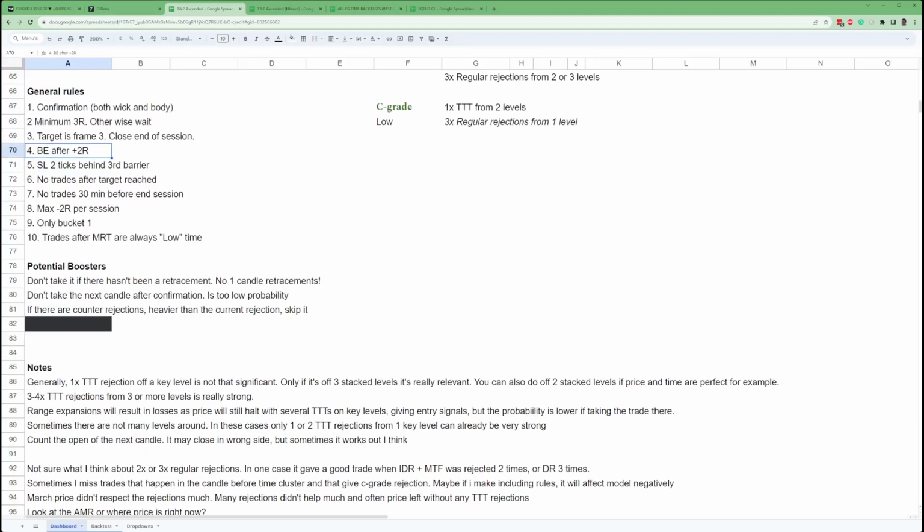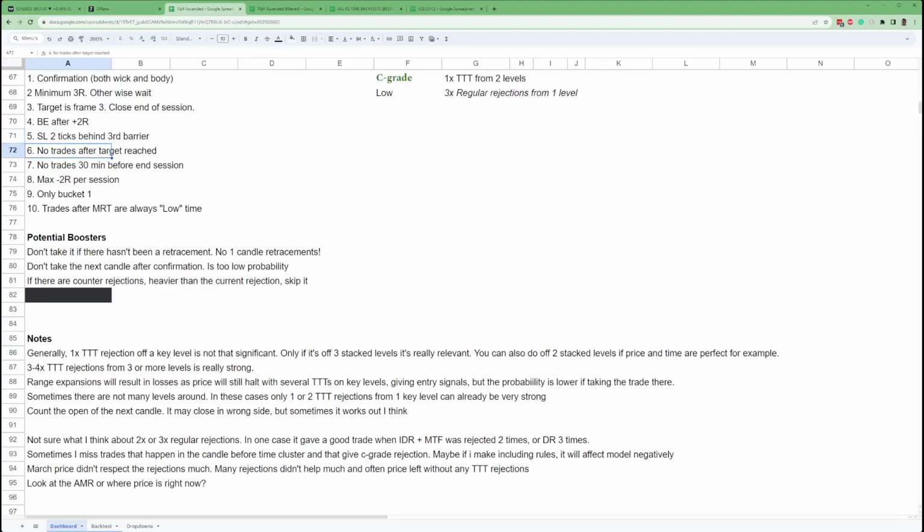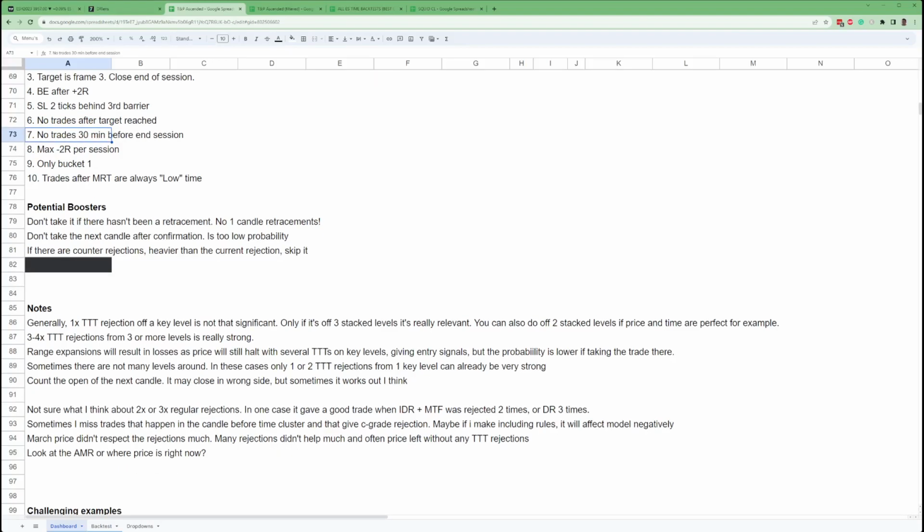And a very important part of the strategy also is re-entry, which we will also discuss in a bit. So stop loss, just mentioned. Third barrier, 2 ticks behind it. We don't take any more trades after it reached target. We don't take any trades 30 minutes before the end of the session. The max loss per session is -2R.